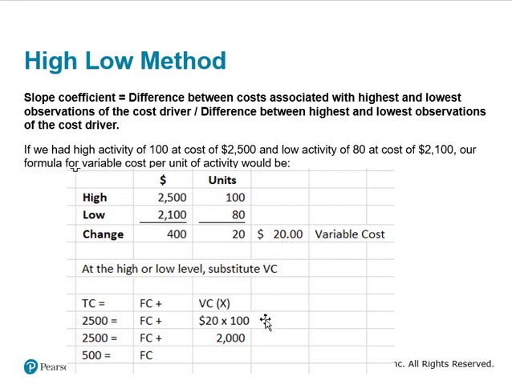Now we can just substitute it, and you can do it at the higher or the lower level of activity. It'll give you the same fixed cost. The total cost is equal to the fixed cost plus variable cost per unit times the number of units. So if we take the top one, 2,500 equals the fixed cost, which we're solving for, plus 20 times 100. $20 in variable cost times 100 units is 2,000. So our fixed cost is 500. And you can do the same formula at the low level, and you'll get the same $500 of fixed cost. I just think it's easier than all the steps. The book has a million steps in it. I would cut it short.